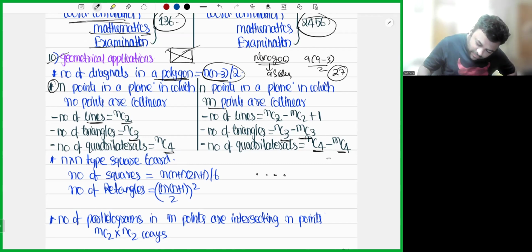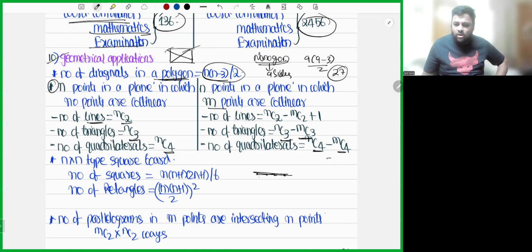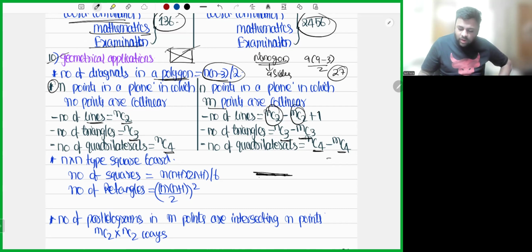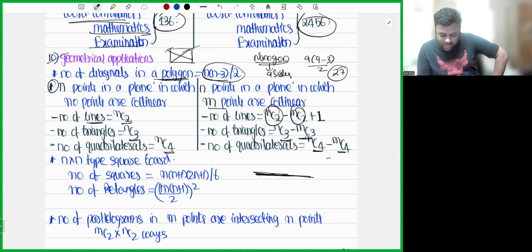Now, if the points are collinear, how many straight lines can you draw? Only one straight line you can draw. That's the reason you see I'm removing the collinearity and adding +1. Why do you think I'm adding +1 here? Because since they're collinear, I can form one straight line. Though triangles and quadrilaterals cannot be formed, I can form one straight line. That's the reason NC2 minus MC2 plus 1.